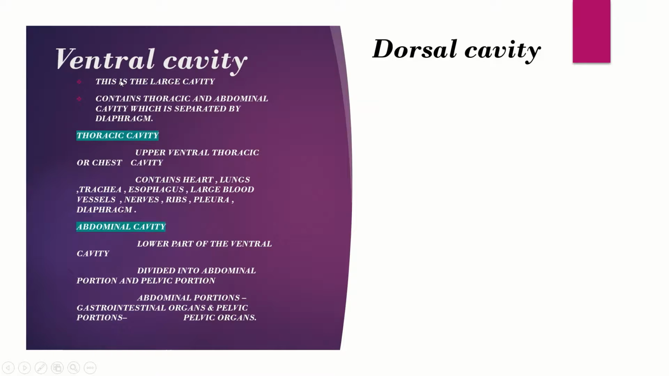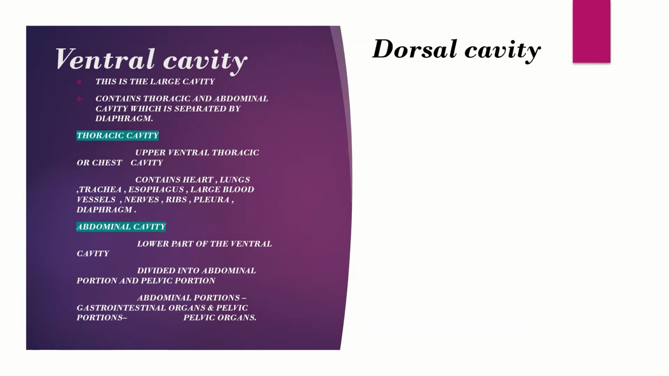Ventral cavity. This is the large cavity, contains thoracic and abdominal cavity, which is separated by the diaphragm. Diaphragm is a muscle. Thoracic cavity is the upper ventral thoracic or chest cavity. Thorax is also known as chest. This cavity contains heart, lungs, trachea, esophagus, large blood vessels, nerves, ribs, pleura, diaphragm, and also other organs and muscles.